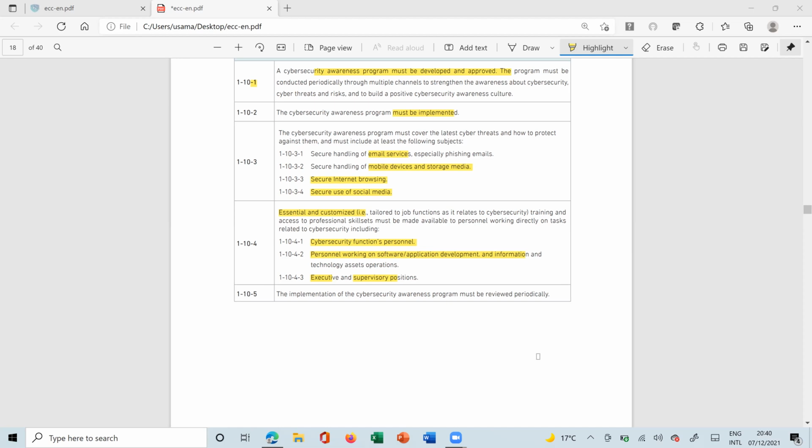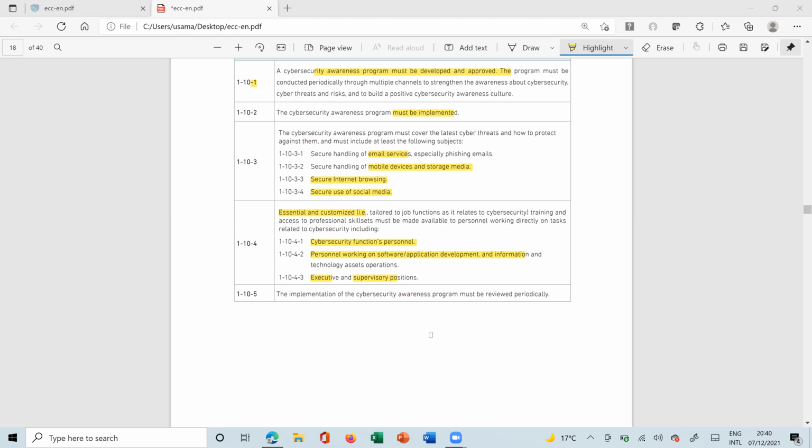For example, when we are doing it for manufacturing people, it will be totally different. We will explain to them physical security, how to protect the site, what to do if there is a fire, how to use the network, and so on. But these are the elements which we have to include.